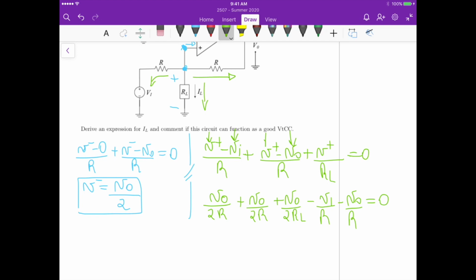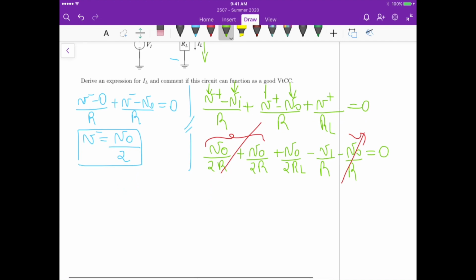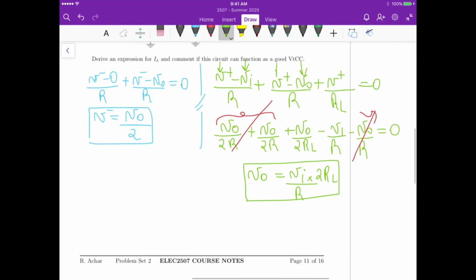So this one here with this term here, they cancel out, because it's half V naught plus half V naught. It's just V naught over R minus V naught over R. This leads to V naught equals VI over R times 2RL. So that's the equation for V out with respect to VI.